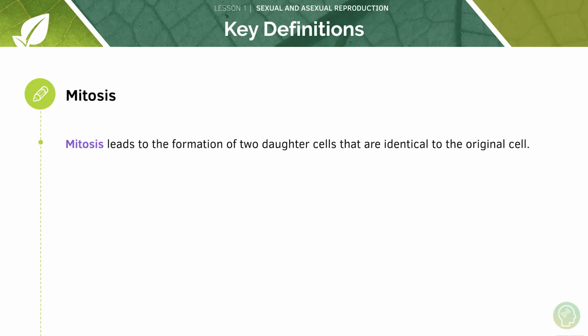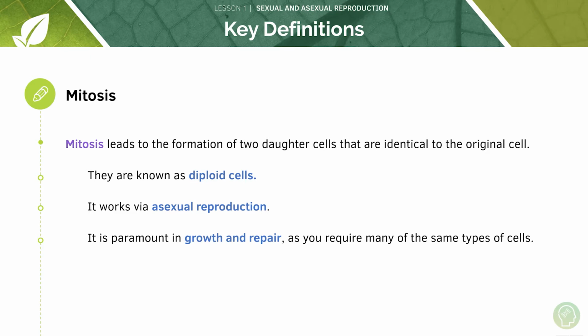And so mitosis is a form of asexual reproduction, and it leads to the formation of two daughter cells that are identical to the original cell. So if this is your parent cell, mitosis is going to produce, sorry, my writing's a little bit messy today, but if this is your parent cell, and when your parent cell undergoes mitosis, it's going to produce two identical daughter cells, okay? So the daughter cells are known as diploid cells, and it works via asexual reproduction.